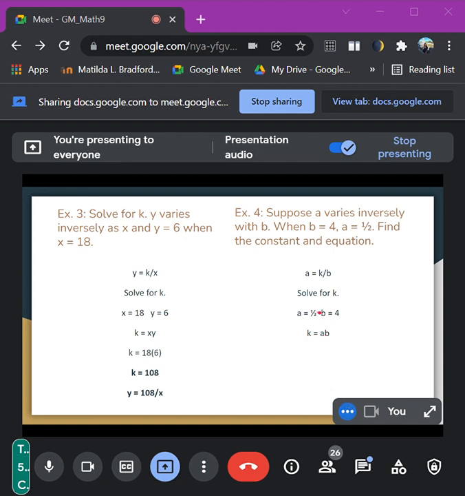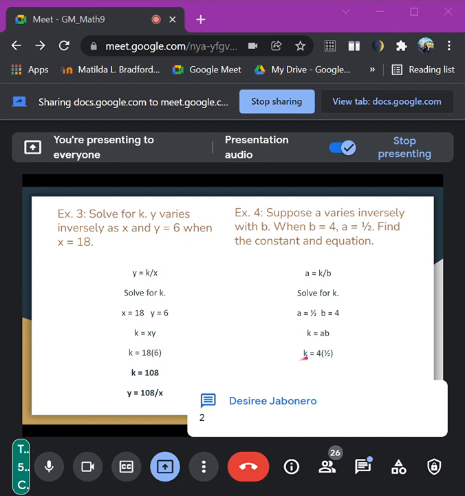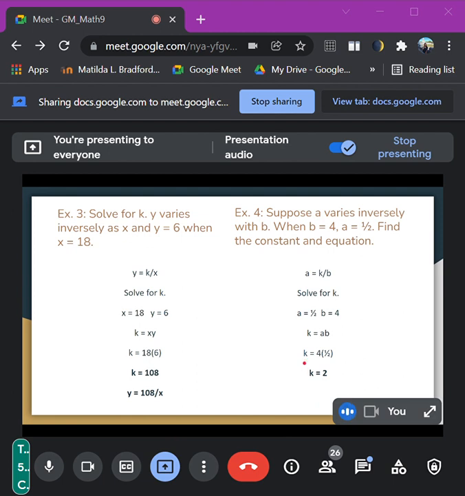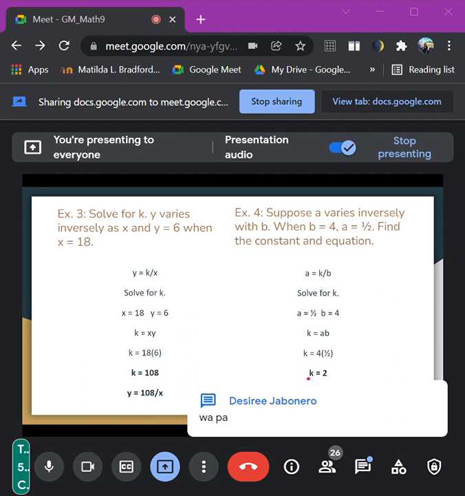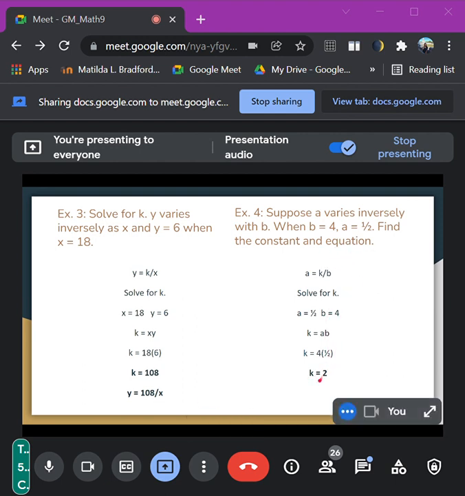And then, i-substitute ra nimo imong given. So we have there 4 times 1/2 or 1/2 times 4. Pila man na siya, class? Okay, that is 2. So, meaning to say, our constant is 2. Now, class, finish na ba ta? Arira ba ta kutob? Okay, wala pa. Since we are going to get the equation pa man. Constant pa man na siya, class.